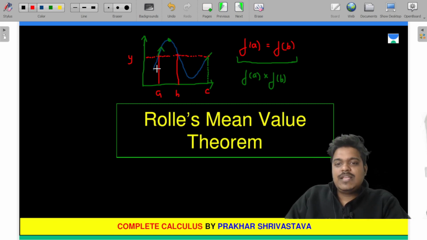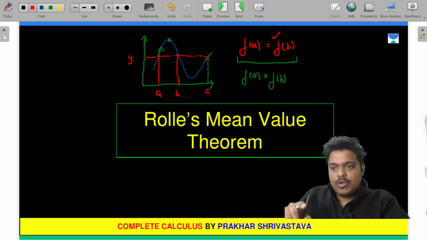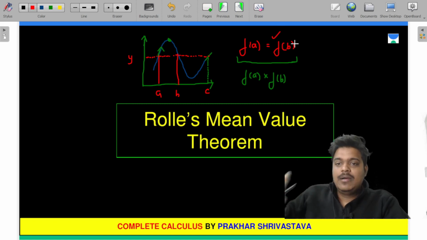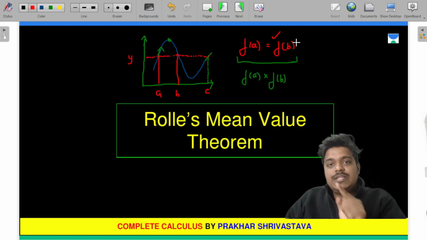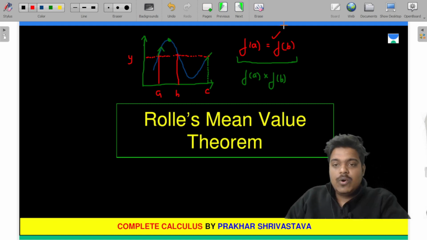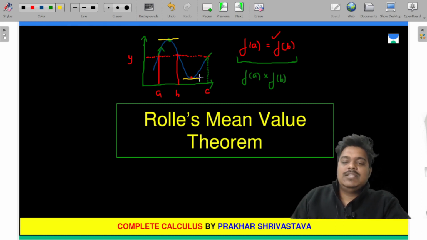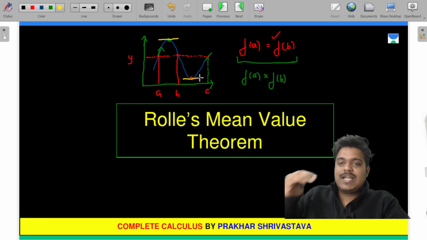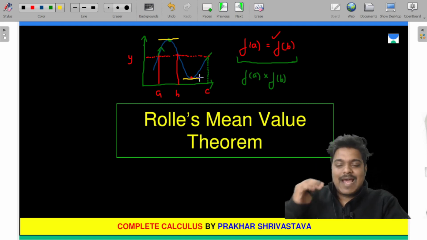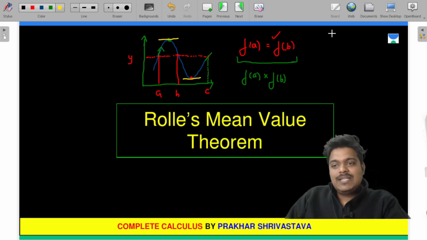So in any case, if the values are equal, it either has to go up and come back down, or it has to go down and come back up. So there will be a change in the direction. First it will increase and then decrease, or it will decrease and then increase. Okay, so there will be a point where the graph changes its direction from increase to decrease or decrease to increase. If you try to draw a tangent at this point, obviously the slope of the tangent will be equal to 0, because this tangent will be parallel to the x-axis.